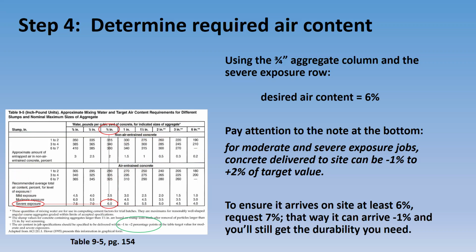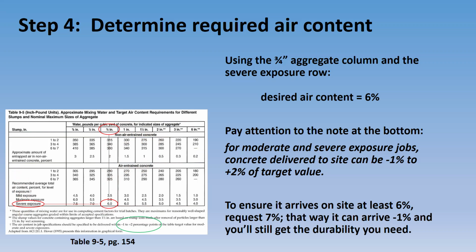You can see this note down here that I have circled in green. The air content and job specifications should be specified to be delivered within -1 to +2 percentage points of the target value. So what that means is a batch plant can deliver their concrete on site within a 3 percentage point range of the desired target. -1 to +2. So if we're specifying 6, it can arrive on site 5 to 8.